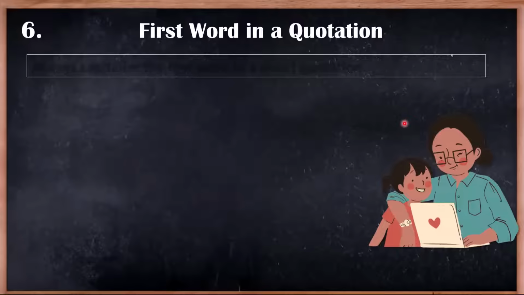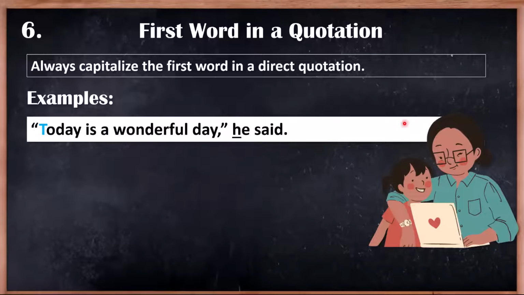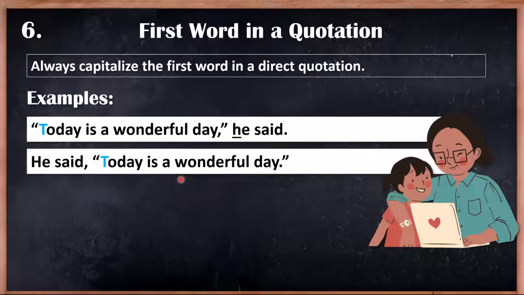Now this is also very important. We must capitalize the first word in a direct quotation. Let's look at this example. "Today is a wonderful day," he said. Well, of course we capitalize the T because it's the beginning of a sentence. But what if we reversed it? He said, "Today is a wonderful day." We still capitalize the T, even though the sentence begins with he. And that's because today is the first word in a direct quotation, so we must capitalize it.